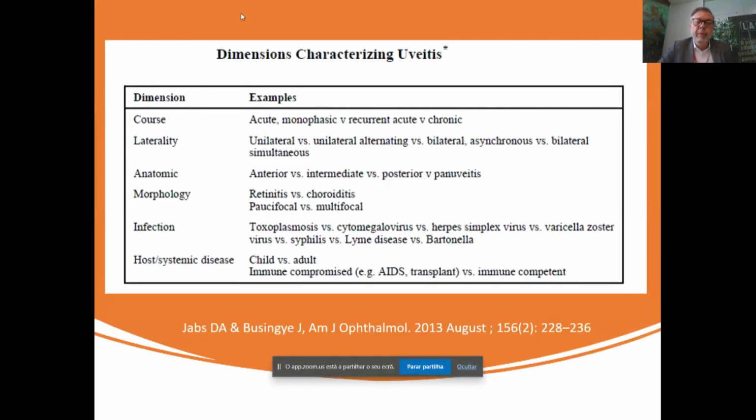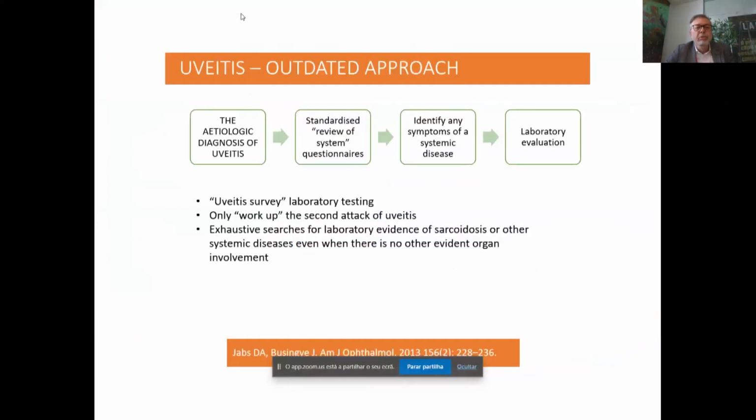This is something that Doug Jabs published many years ago now, but it's important to characterize the dimensions of the uveitis. So is the course of the disease, the laterality of the disease, where is it located: predominantly anterior, intermediate, posterior, pan; the location in terms of retinal, choroidal; is it multifocal, unifocal; and then is it connected to an infectious process. Clearly, looking at the host in terms of being a child or an adult and looking at any other underlying systemic disease. So this is the kind of considered outdated approach. You can remember patients filling in these huge questionnaires. Some of the questions we didn't know ourselves what they meant, but we created these questionnaires pages long, and they were not very helpful, but that's how the approach was at the time.